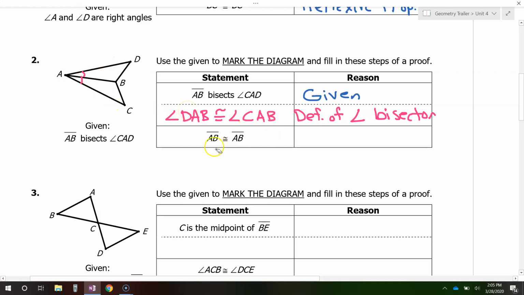All right, and again, I see that we have AB is congruent to AB. So we can just mark that like that. And again, that will be the reflexive property.